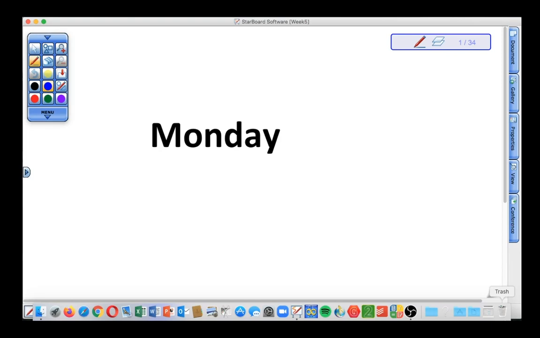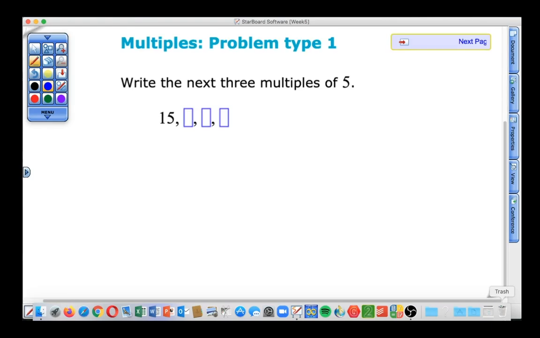Got it. All right, so again, welcome to Monday's lesson. Let's jump right into it. Today's lesson won't take very long. We're going to work on multiples. When I have multiples here, you are asked to write the next three multiples of 5.